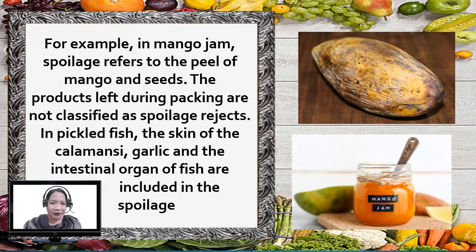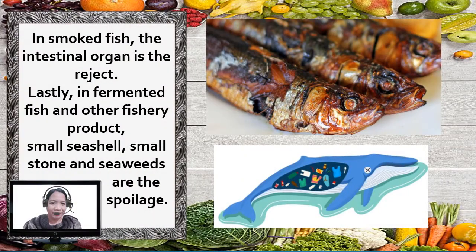However, in pickled fish, the skin of the calamansi, garlic, and the internal organs of the fish are included in the spoilage. Ibig sabihin ng spoilage rejects ay ang mga bahagi na itinatapon na o hindi isinasama sa pagpoproseso ng pagkain. Sa mango jam, hindi isinasama ang balat at buto ng mangga. Sa pickled fish naman, hindi isinasama ang lamang loob ng isda. In smoked fish or tinapa, the internal organs is the reject. Lastly, in fermented fish and other fishery products, small seashell, small stone, and seaweeds are the spoilage.